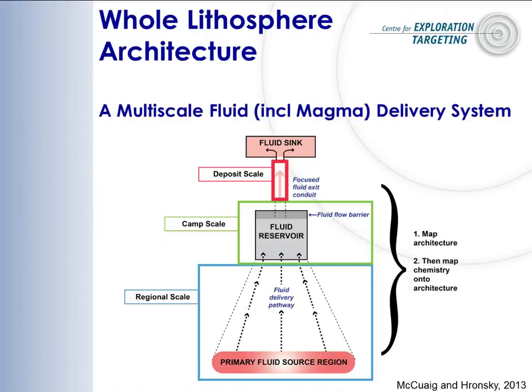So let's have a look at architecture. The premise here is that architecture is acting as a multi-scale fluid delivery system. So what we want to know is what aspects of architecture allow that focusing of the mass and energy from a source region into a small volume of rock where it'll find a way to deposit.